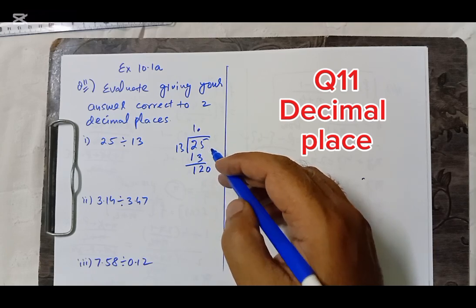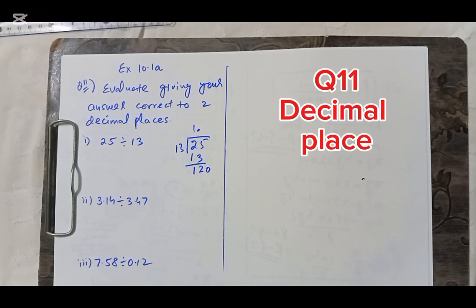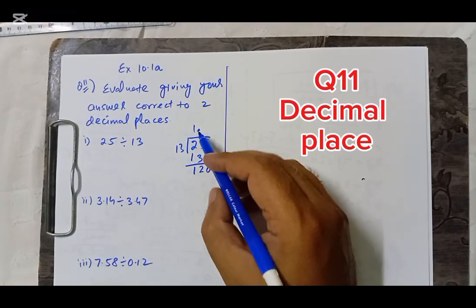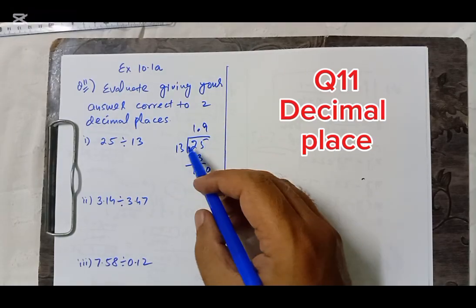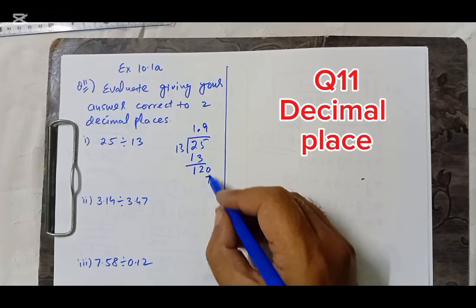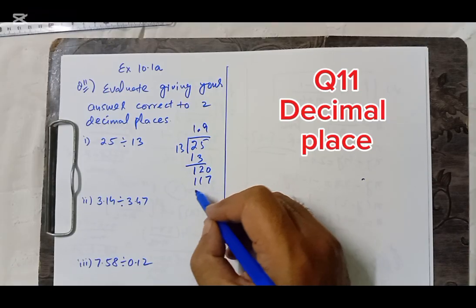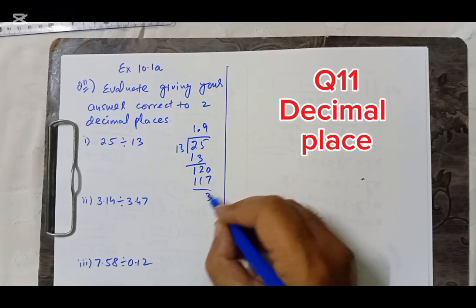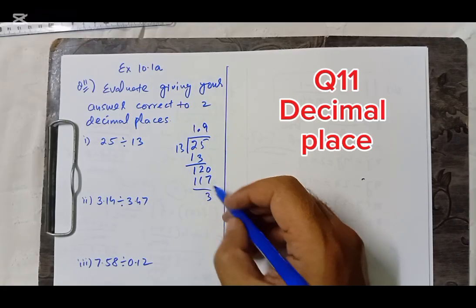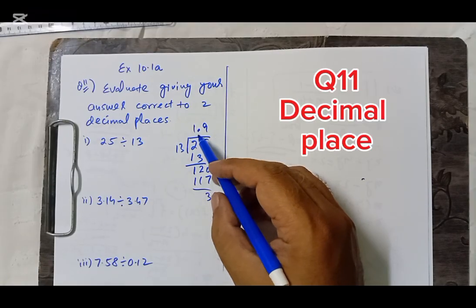Now 120 is very near to 130. So if I multiply 13 by 9, 9 times 3 is 27, 2 carry. 9 times 1 is 9, 9 plus 2, 11. So 120 minus 117 is 3. And I can put a 0 here.